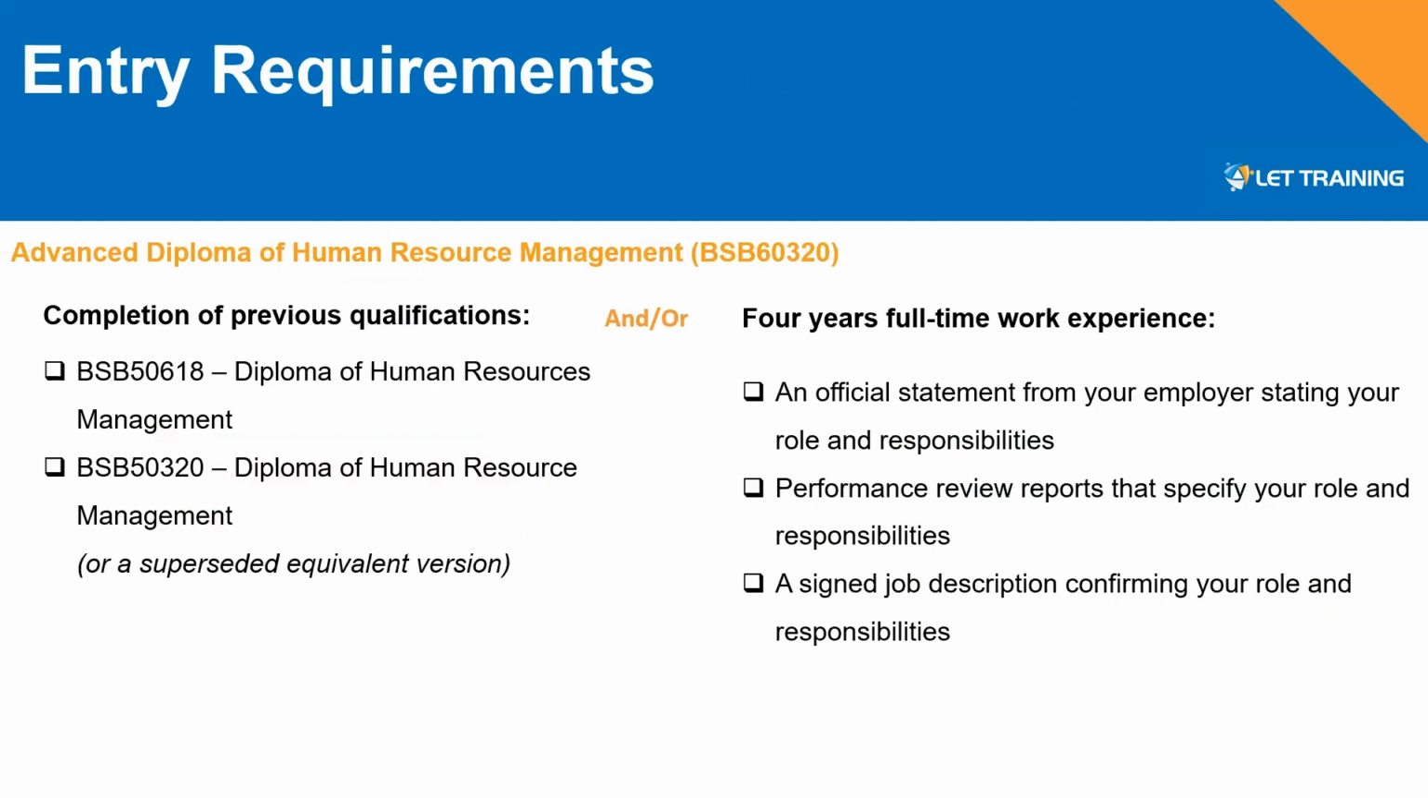So on the left-hand side here, we see completion of previous qualifications. If you've previously studied a Diploma of HR Management, there is the possibility that will meet the entry requirements of the course. And as we see here, we have the last 2 versions of the Diploma of HR course, BSB50618 and the most recent one, which is BSB50320. And down the bottom there, we have listed a superseded equivalent version. Now, Ray, I know the previous version to the 50618 was done back in 2015. That's about as far back as we would suggest, correct? Absolutely. That would be my recommendation, given the diverse nature of change since.